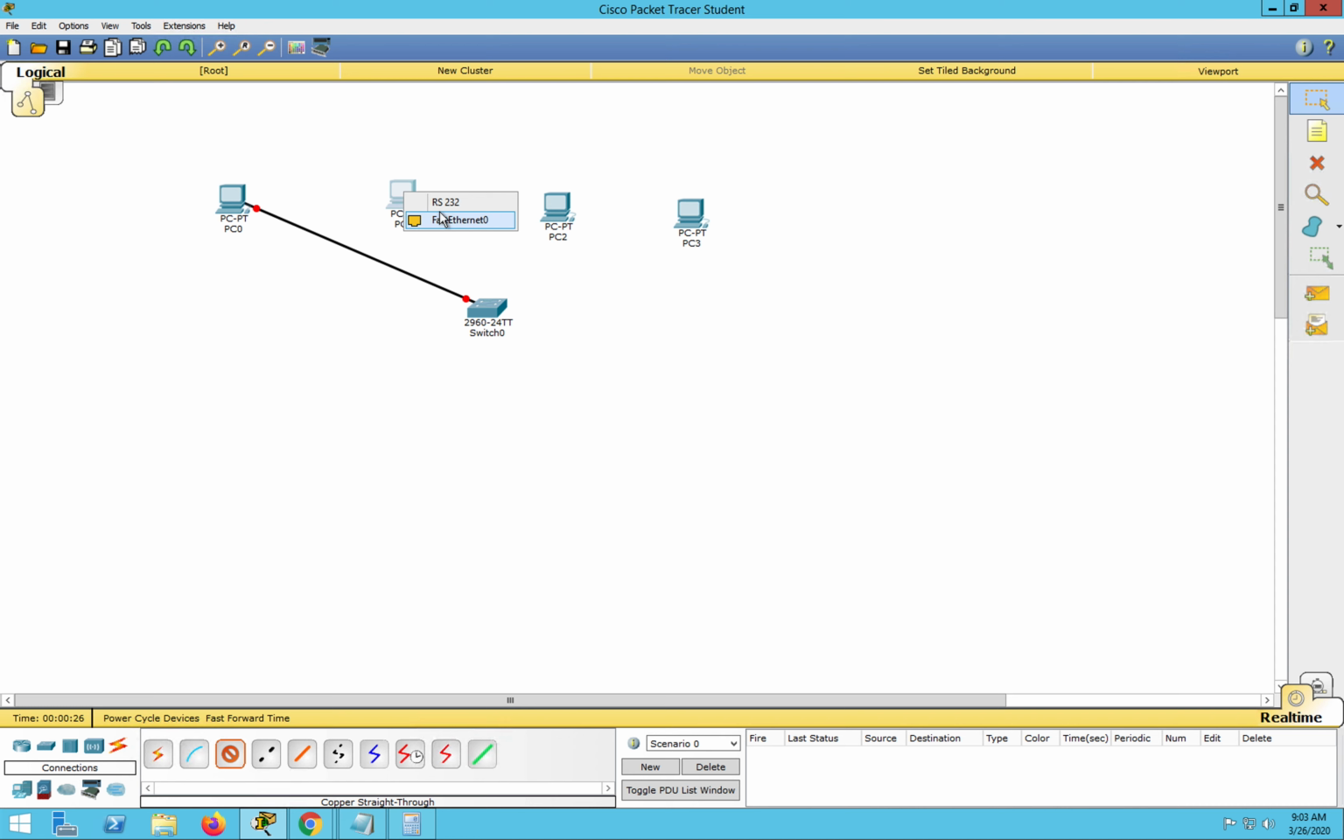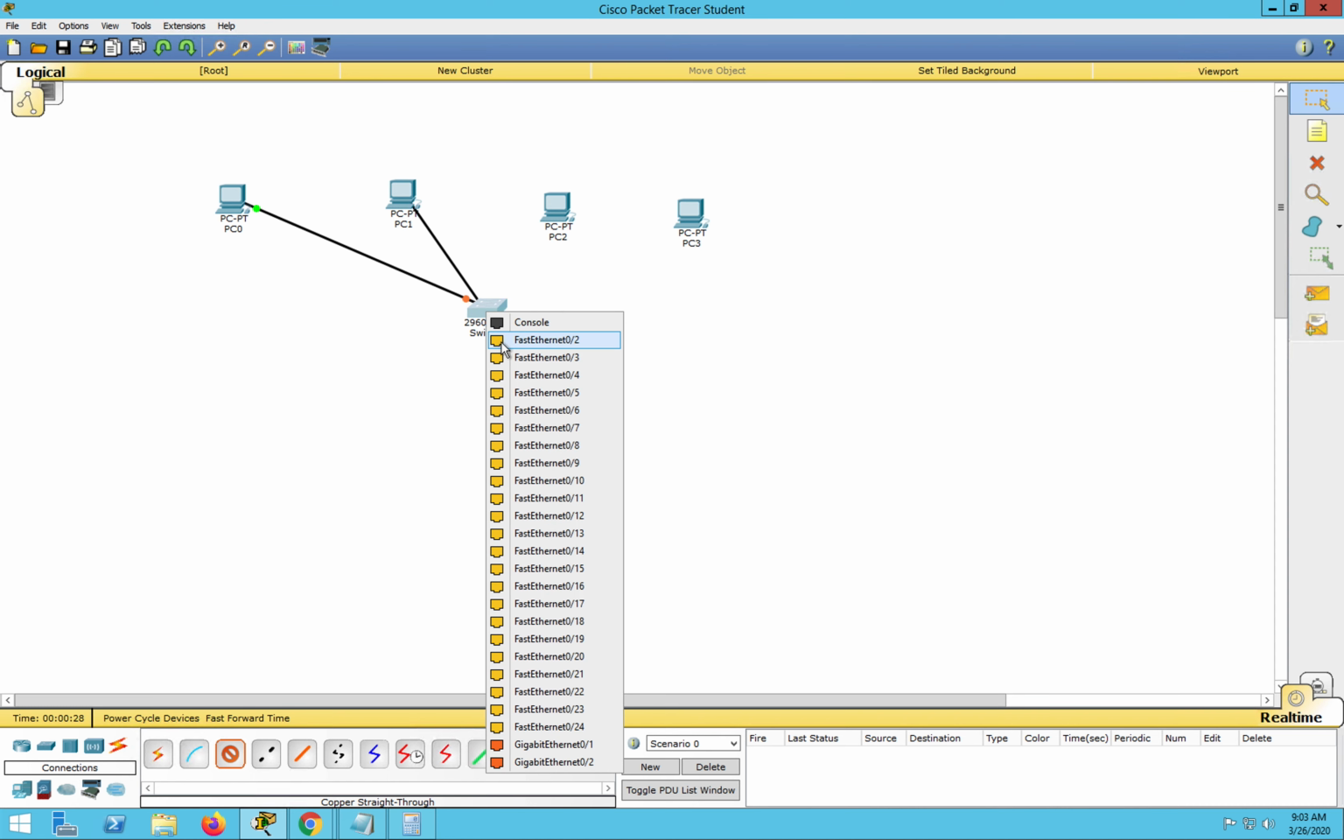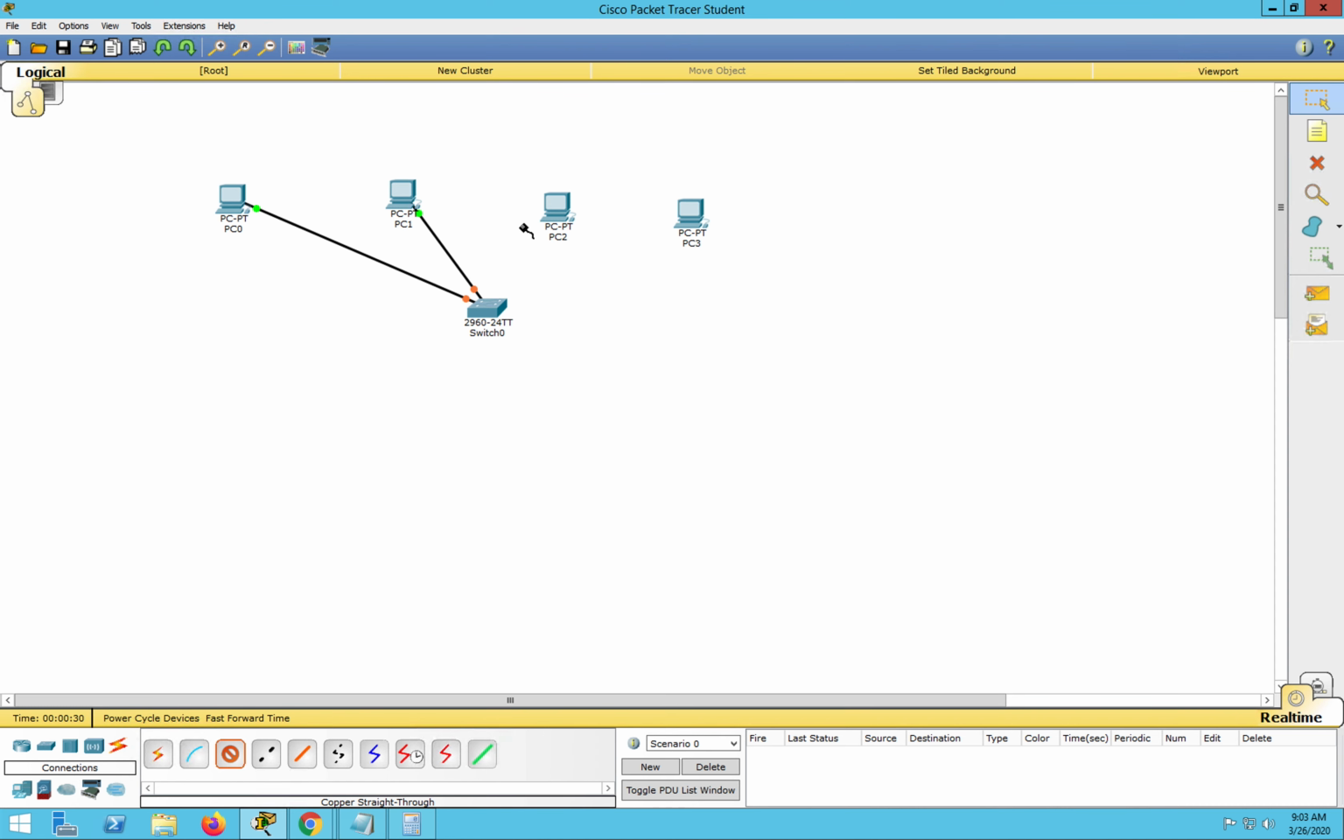So give me a second here. We'll plug all of these computers in so I can show you how this works. Okay, one more. Okay, and here we go. We'll fast forward the time to let those ports unblock.